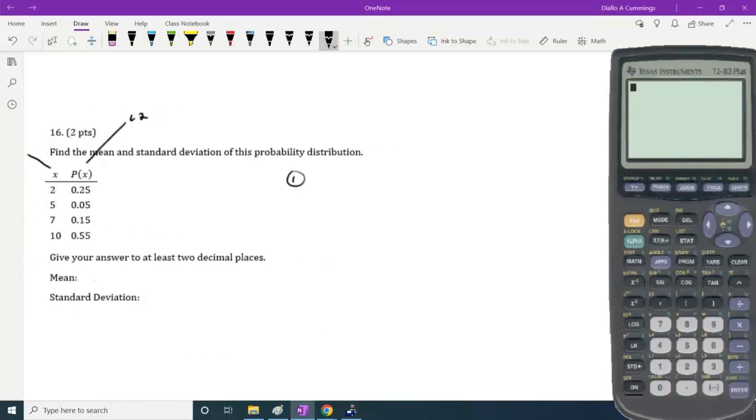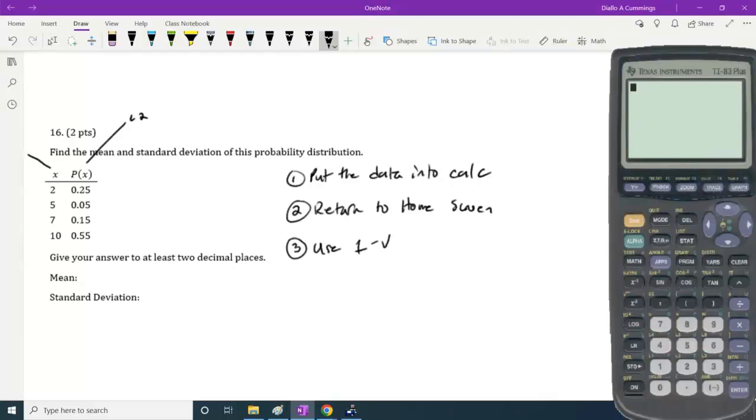Okay, let me just put some steps. Put the data into the calculator. Return to home screen. Use the one variable statistics. So I'm going to go back into Stat. I'm going to scroll over to Calculate. I want to use one variable statistics.